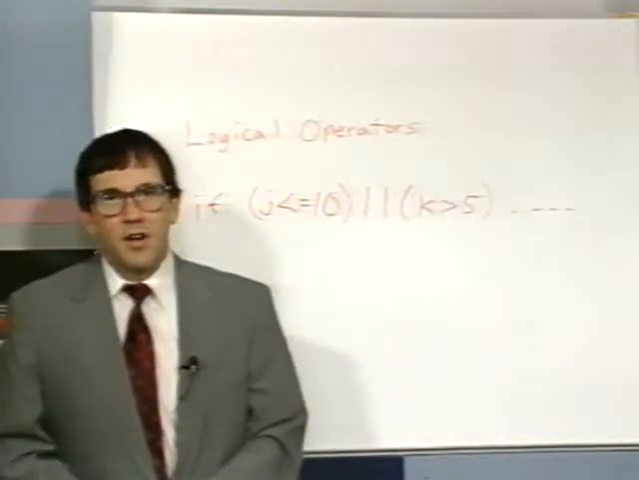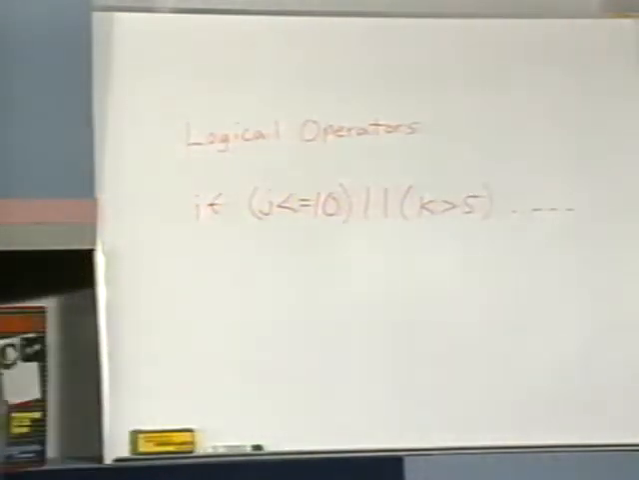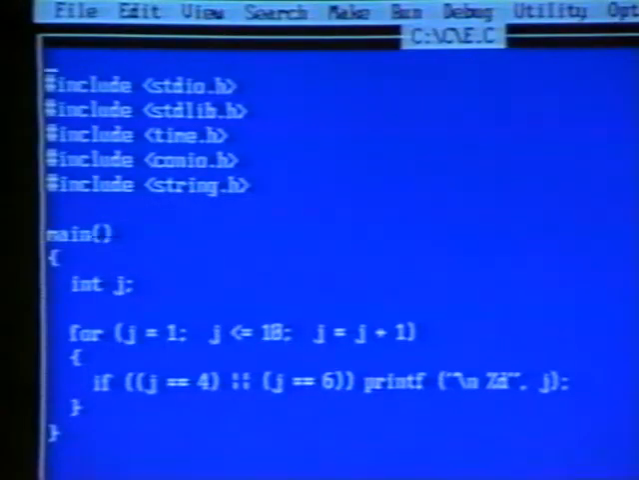Now let's take a look at it in a program. In this program, we have a for loop for j equals 1 to 10 by 1, then an if statement. If j is equal to 4, or if j is equal to 6, then print the value of j. Notice again that in this if statement we use the double equal sign for equals. We don't use the assignment operator.